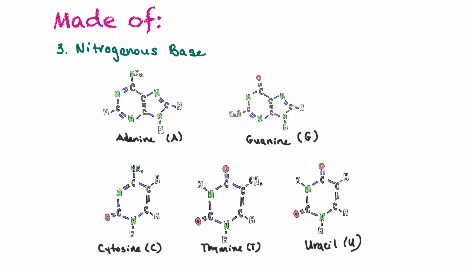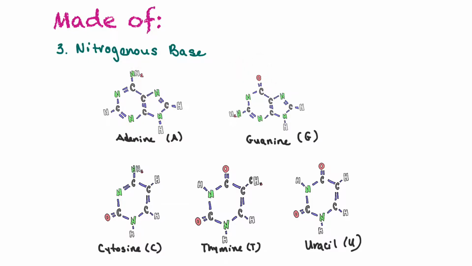The third component of nucleic acids is the nitrogenous base, and you're probably familiar with 4 of them already. So there are 5 actually. One of them is only found in RNA, and one of them is only found in DNA. Adenine and guanine are both called purines, so they have a double ring, and they're slightly different in their bonding. There's an NH2 on adenine and a double bonded O on guanine.